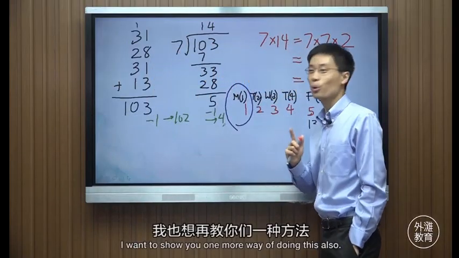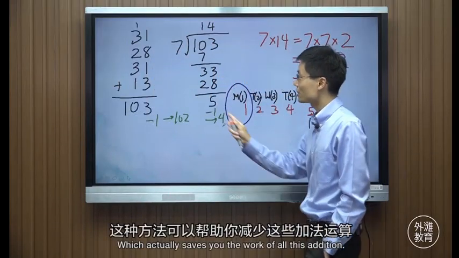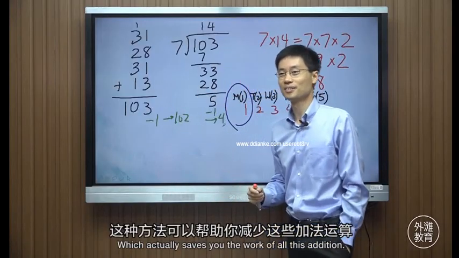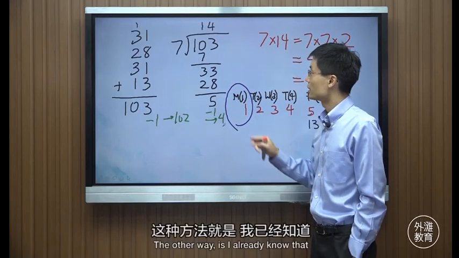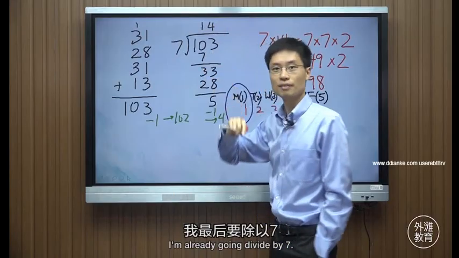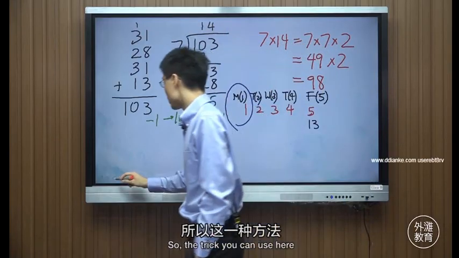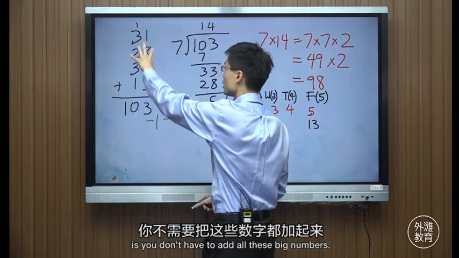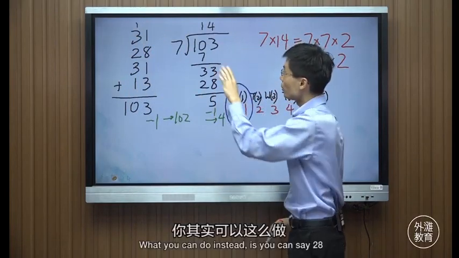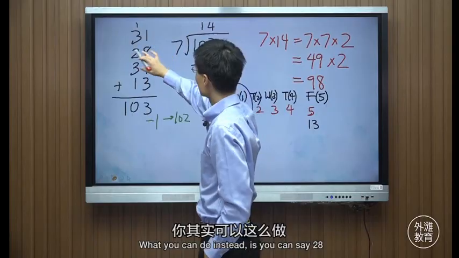I want to show you one more way of doing this also, which actually saves you the work of all this addition. The other way is I already know that I'm already going to divide by 7 and only count the remainder. So the trick you can use here is you don't have to add all these big numbers. What you can do instead is you can say 28.